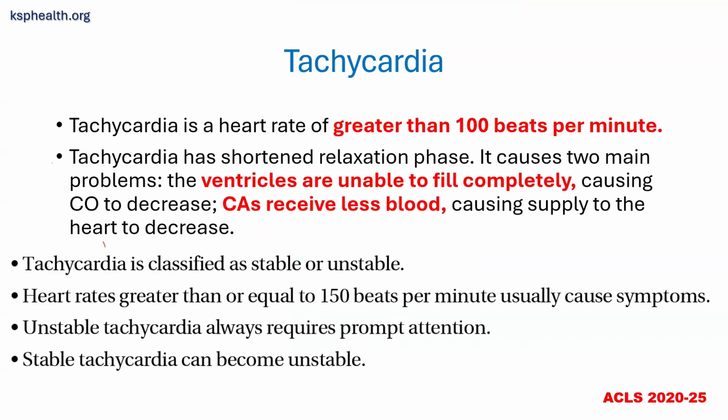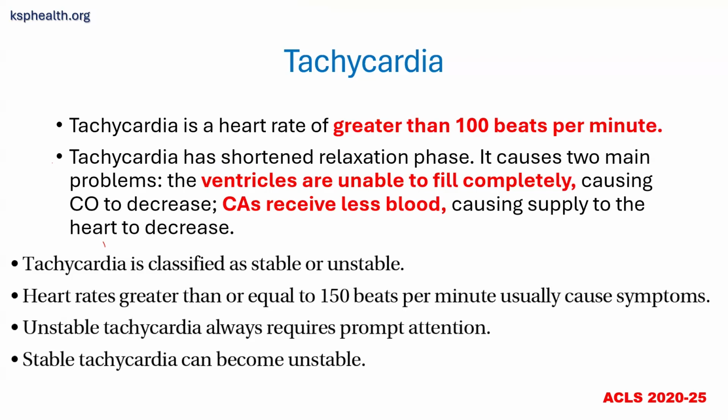Next is tachycardia. Tachycardia is defined as a heart rate greater than 100 beats per minute. Tachycardia shortens the relaxation phase. It causes two problems. One, the ventricles are unable to fill completely, causing decreased cardiac output. Second, the coronary arteries receive less blood, so the supply to the heart decreases. Again, this affects the cardiac output.